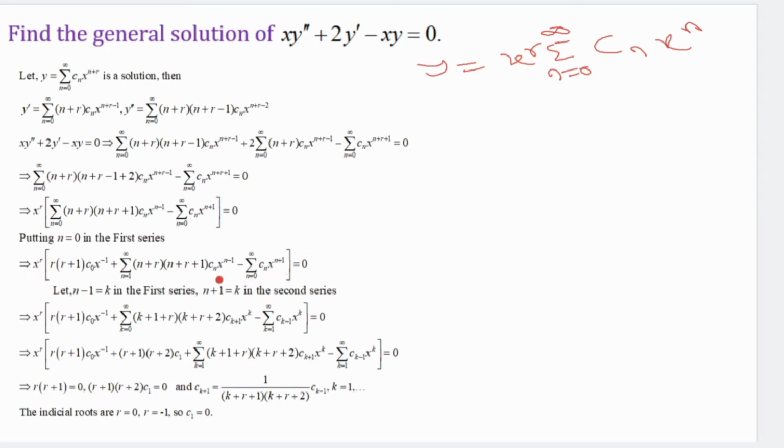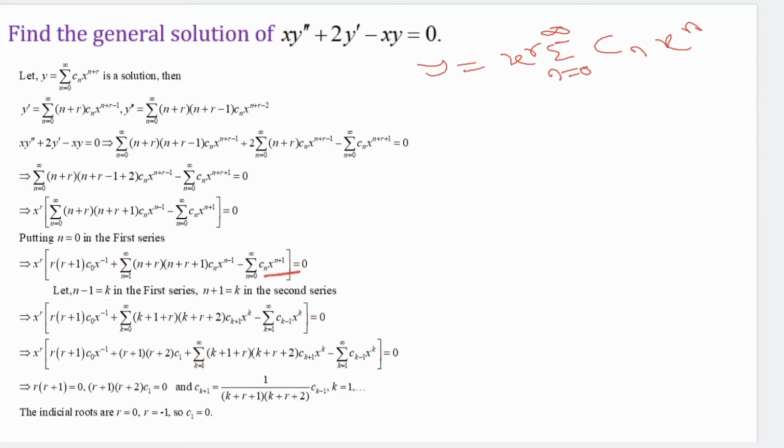Now you can see in this series the power of x is n minus 1, and here in the series the power of x is n plus 1. So you have to make the same power of x. That's why for the first series we consider n minus 1 equal to k.